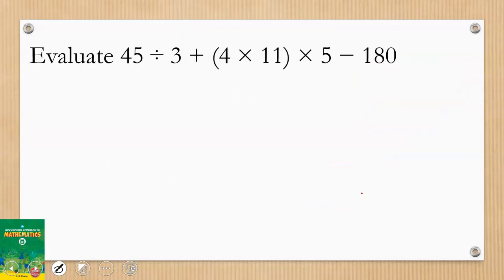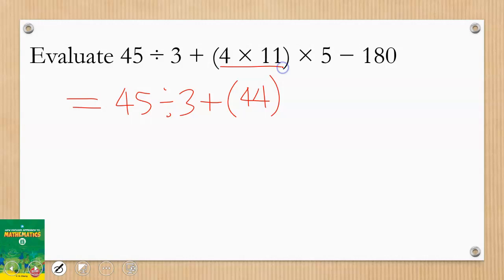This is example number 1. You are given: evaluate 45 divided by 3 plus, in bracket, 4 times 11, times 5 minus 180. If you go by the rule, we are going to do bracket first. So we maintain whatever we have here. Don't tamper with this. Let's go to the bracket first, which will give us 44. That is 4 times 11. Then times 5 minus 180.